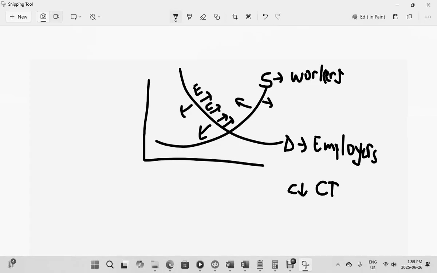Now, apart from that, you also have demographics within the population. So let's say, for example, you have the elderly population.